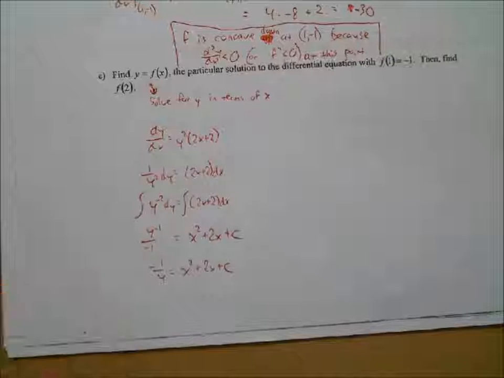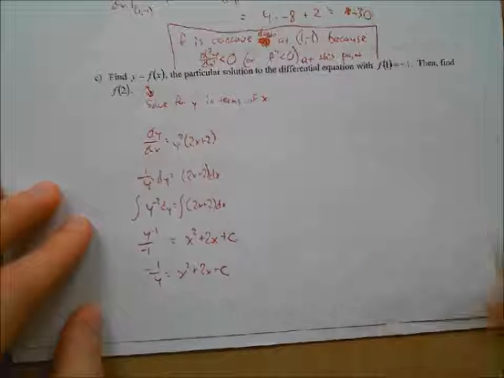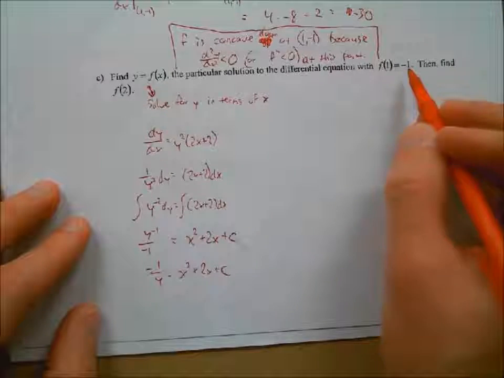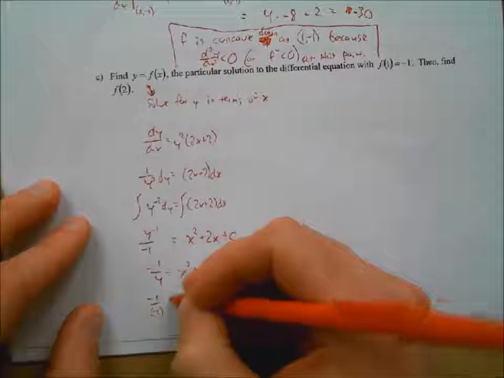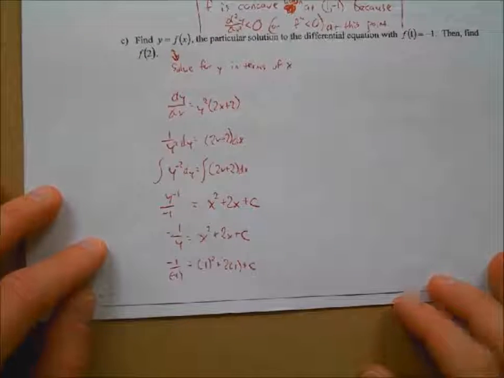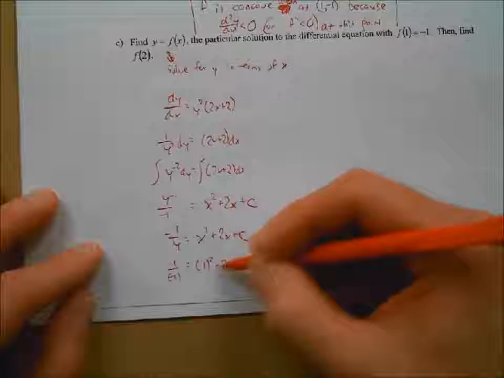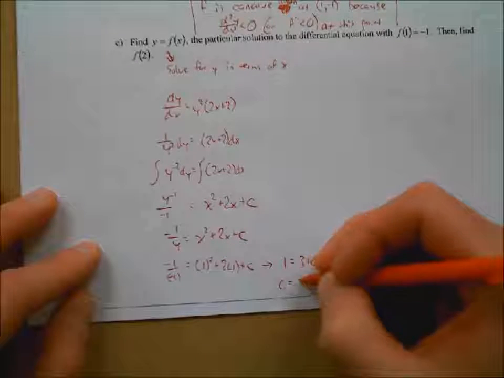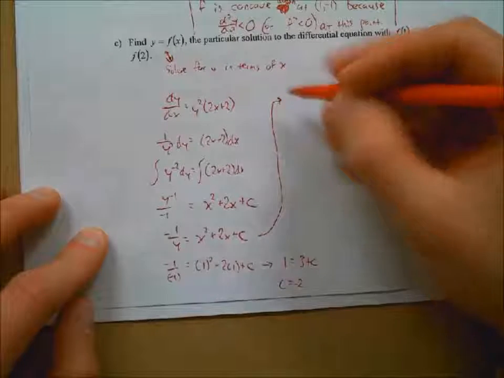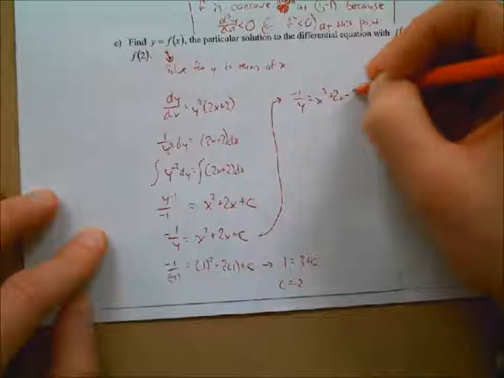Again, it's your choice. We can solve for c at this point, or we can solve for y. So what do you want to do? Solve for c. Okay, c first. So 1 goes in for x, and -1 will go in for y. So -1 over -1. And so we get 1 equals 1 plus 2 is 3, so c is -2. So up to here now, we can say -1 over y equals x squared plus 2x minus 2.